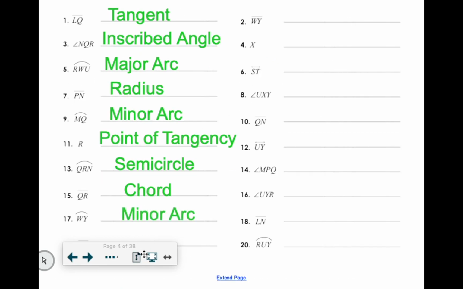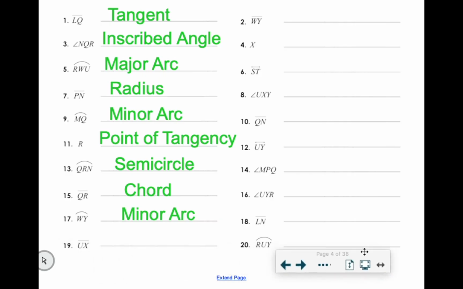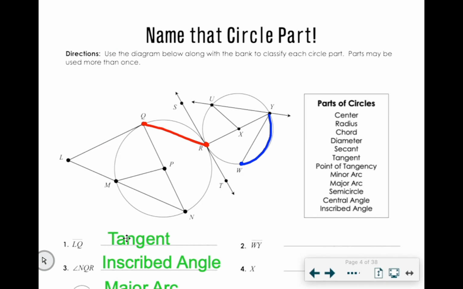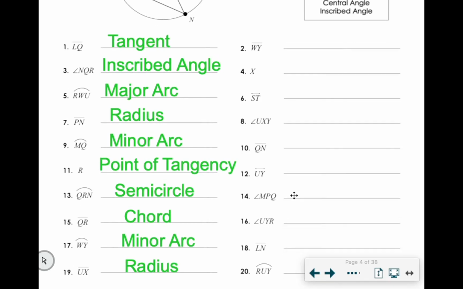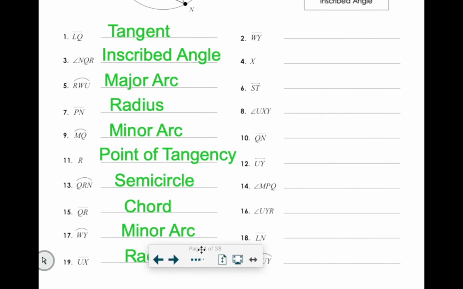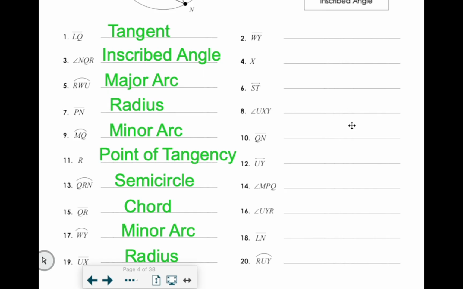Last one I'll do, and then I'll show you the answers for the last one, which is UX. It has a segment on the top, so that's here from U to X. One endpoint is the center, one endpoint is on the circle. This is going to be called a radius. So why don't you go ahead and do the right-hand side, pause the video, and I'll put up those answers.